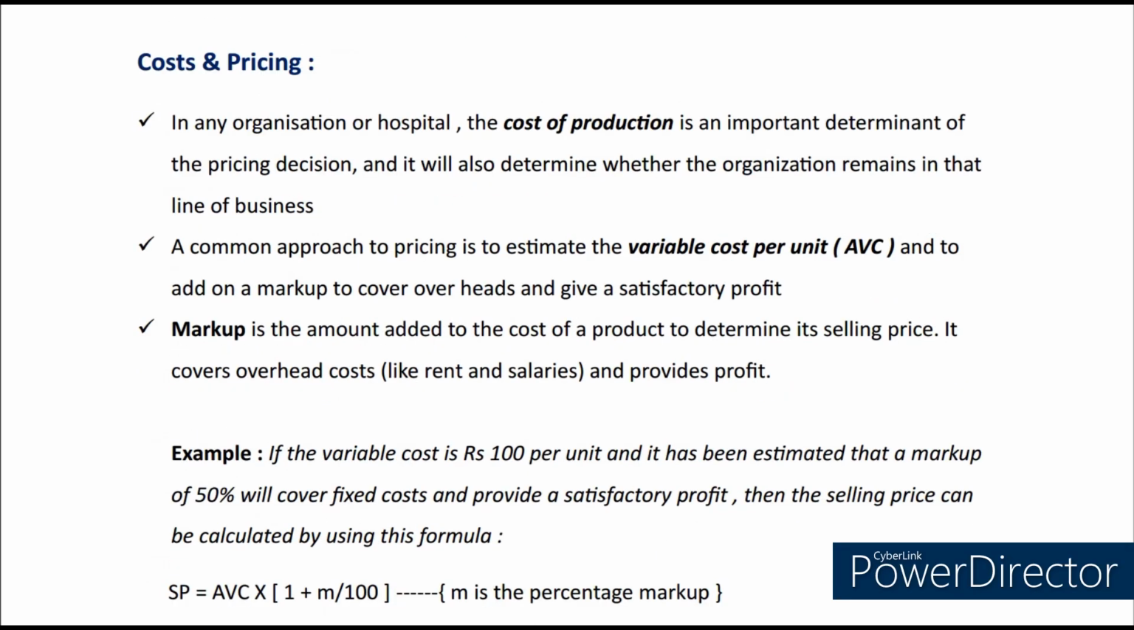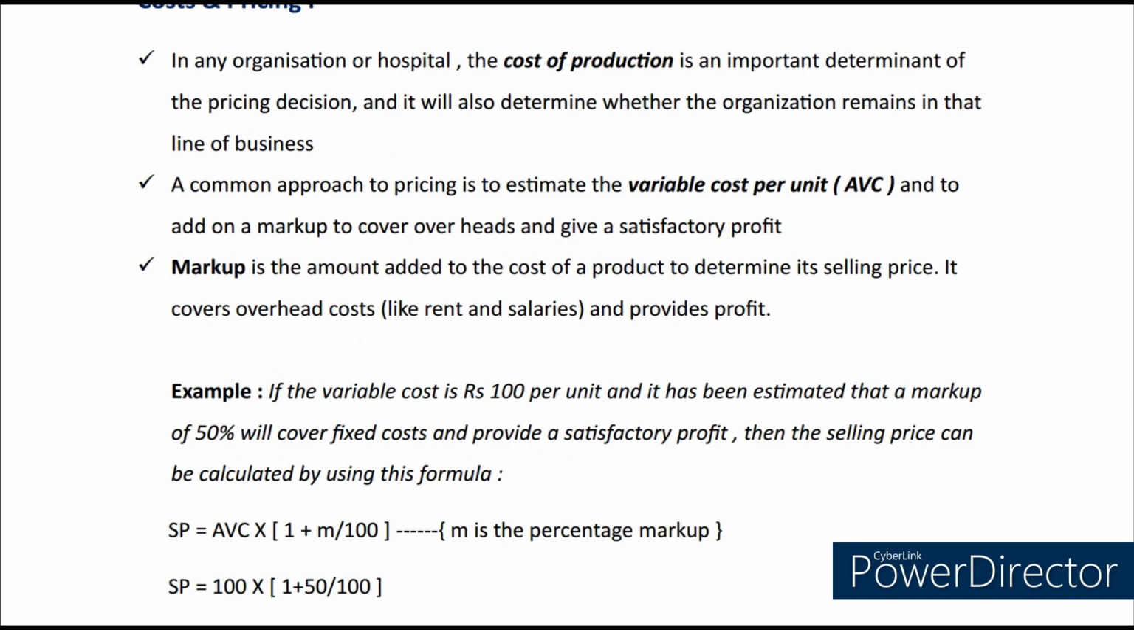For any organization or any hospital, the cost of production is an important determinant of the pricing decision, and it will also determine whether the organization remains in that line of business. A common approach to pricing is to estimate the variable cost per unit, that is AVC, and to add on a markup to cover overheads and give a satisfactory profit. Markup is nothing but the amount added to the cost of production to determine its selling price. It covers overhead costs like rent and salaries and provides profit.